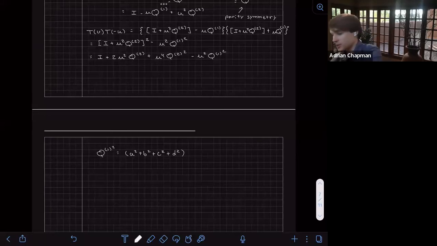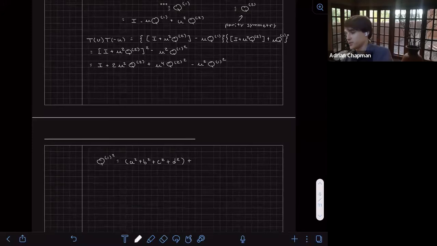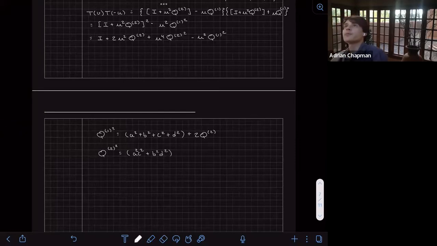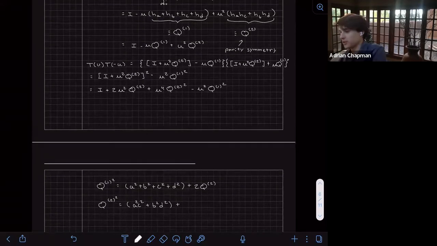And also the sum of products of all commuting pairs of terms, because I said they cancel if they anti-commute, but if they commute, they contribute to the sum. And this is in fact 2 times Q2. Oops. And then Q2 squared is the square of each of them. So that's a squared c squared plus b squared d squared. And then there's also going to be the cross term. So Q2 is defined up here. And so we have the self-squaring terms and then the cross term, which is HA HC HB HD.